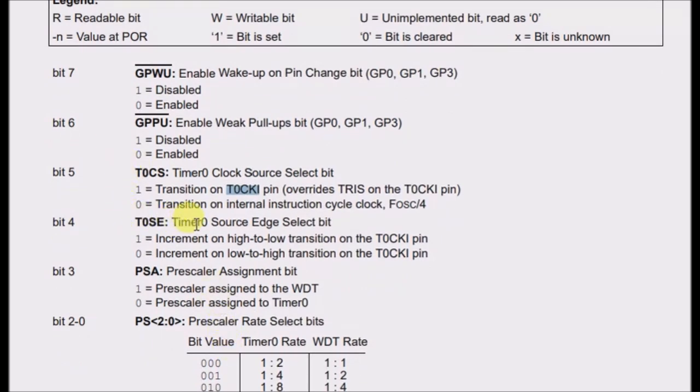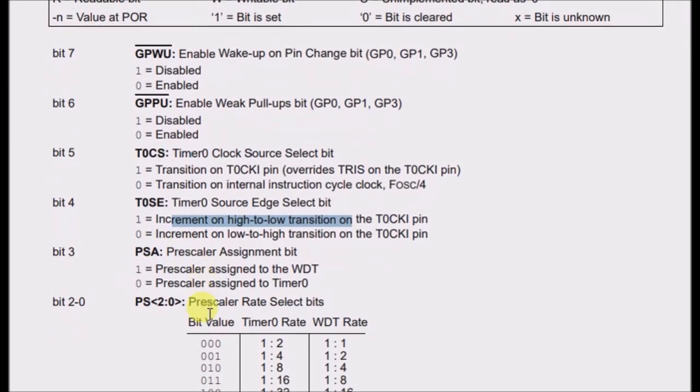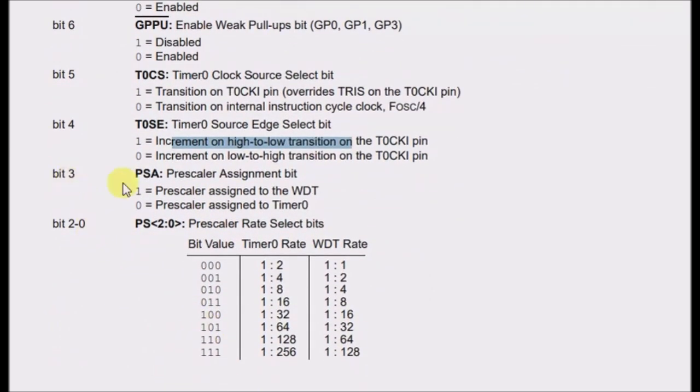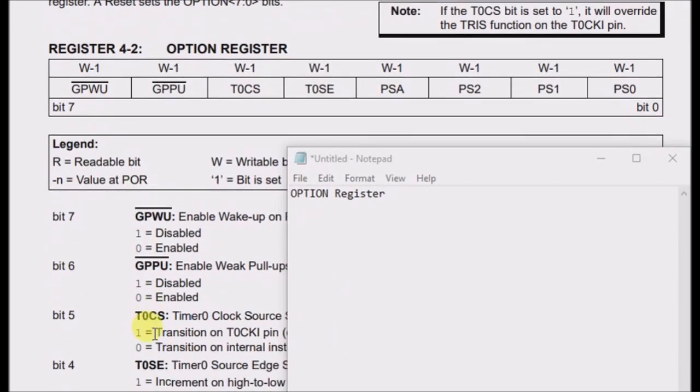T0SE, timer 0, and then you're setting the rest of the bits as 1s. So you're incrementing on a high to low transition. So when something goes low, the falling edge. And if you're setting the prescaler to 1, 1, 1, well, what does that do? I kind of forget now. You're setting the timer rate to 1 to 256, or the WDT rate to 1 to 128.